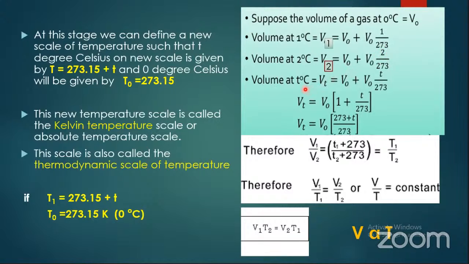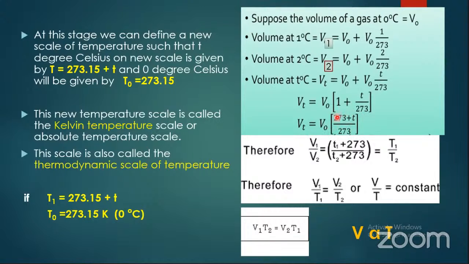So if the volume is increased by T degree centigrade, now we are not telling 1, 2, 3 degrees centigrade increase. We are simply taking T degree centigrade. So volume at T degree centigrade is Vt is equal to V naught plus V naught into T by 273. From here, if you take V naught common, Vt is equal to V naught into 1 plus T by 273.